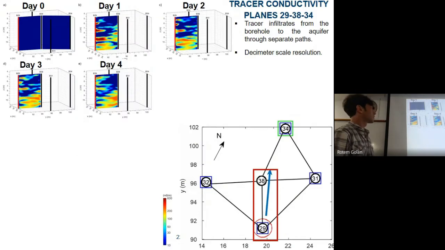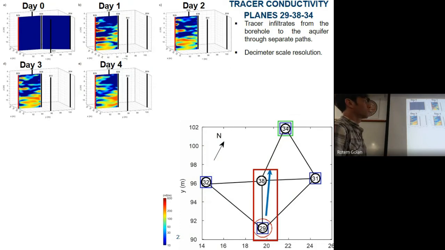All right, so let's look at the tracer conductivity for now on the injection plane. We can see that the intrusion or infiltration inside the plane is happening through discrete locations, and we can see continuity at the same location on different days. This strengthens the reliability of our results. We can also see a decrease in the conductivity, and that's due to spreading and dilution with the groundwater.